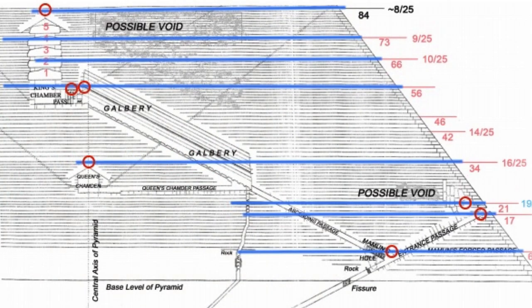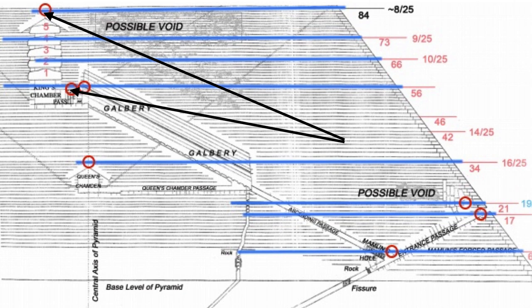Here's an example. This one is where 8/25 is, and it indicates the top of the relieving chambers. You can see that. So that's indicating a chamber. And then this would be the top of the king's chamber. But let's look at this one right here. The 34th course is 16/25 of the area of the base. And so it seems to be indicating the queen's chamber, because these seem to indicate ceilings.